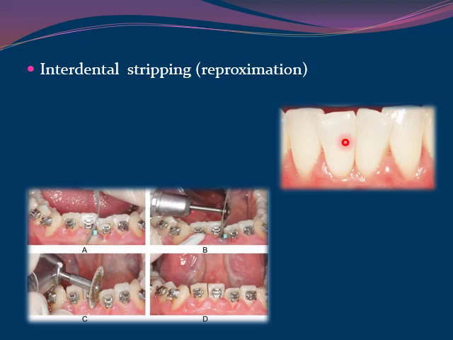Usually we remove enamel from each tooth about 0.5 millimeter, that is, 1/4 millimeter on each side. For the stripping, we either use an abrasive strip, which can be one-sided or double-sided. One-sided removes enamel only from one side, and double-sided removes enamel from both sides. Or we use a stripping disc, which is a bit high speed, to remove the enamel, and it can also be either one-sided or double-sided.